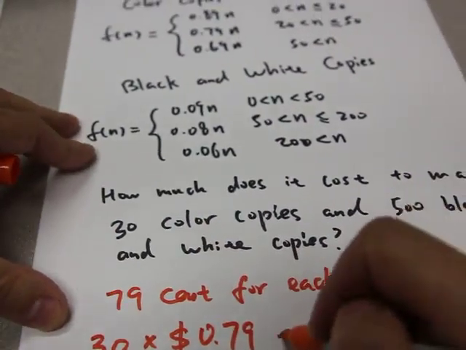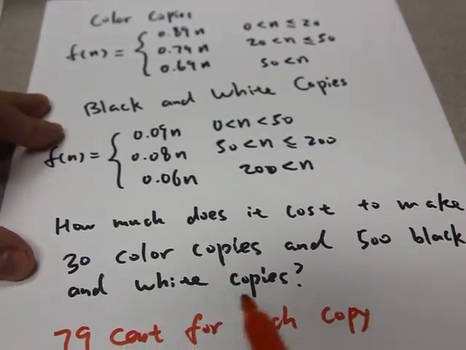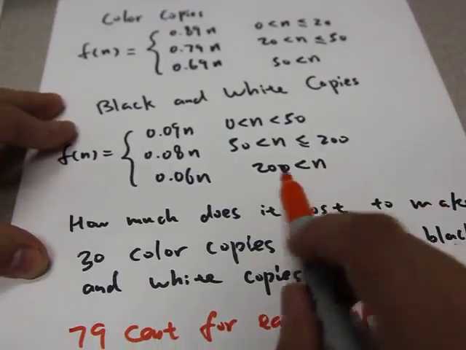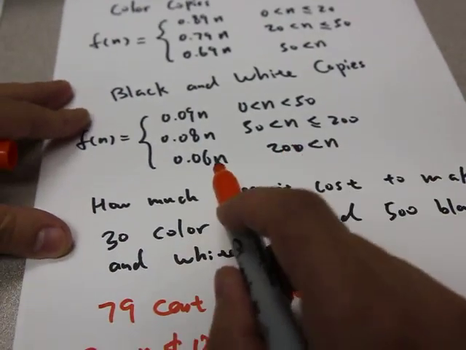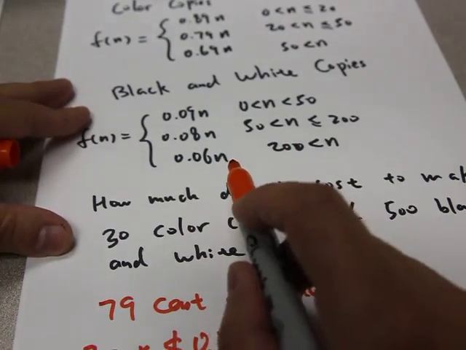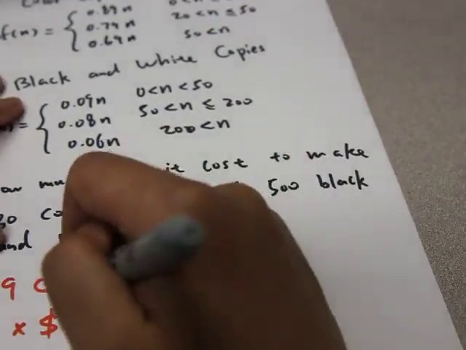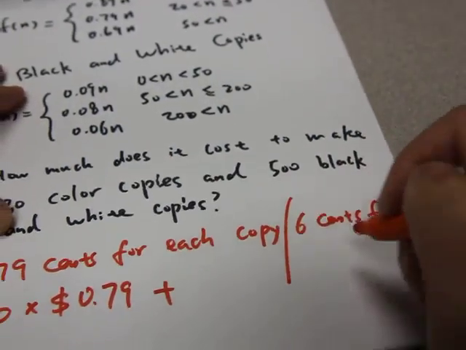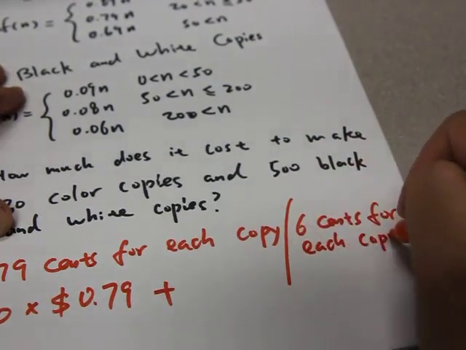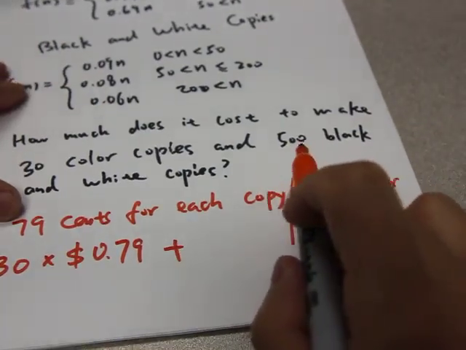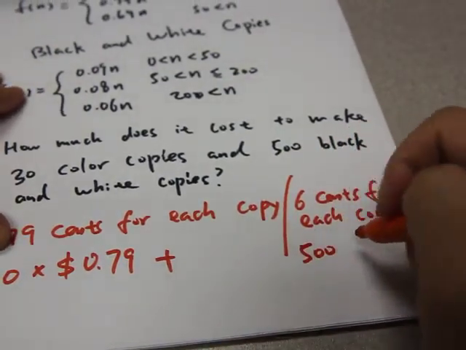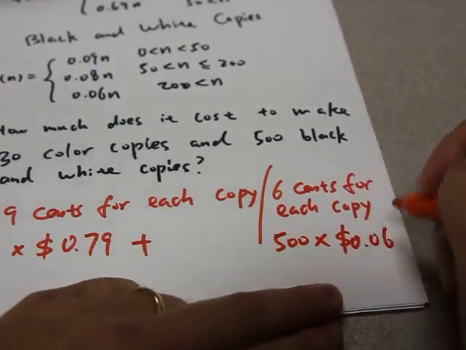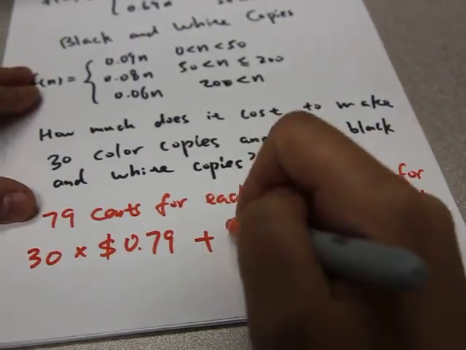And then for the black and white copies, since you are going to make 500, now 500 is greater than 200. So every copy costs you 6 cents. For each copy. So for these 500 copies, it costs you $0.06 each.